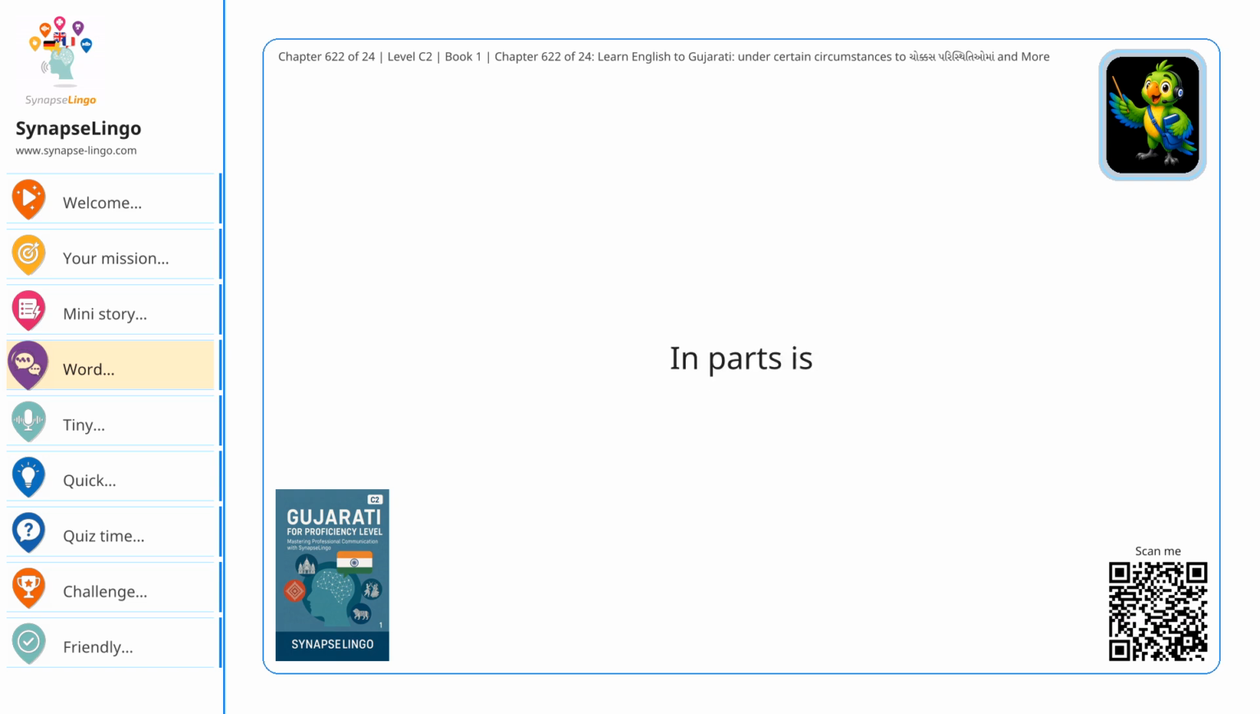In parts is ભાગોમાં. Example. Please explain the lesson ભાગોમાં. Selective is ચોક્કસ સમયે થતું. Example. The repair was ચોક્કસ સમયે થતું, not general. Tendentially is તાત્વિક રીતે. Example. The market is તાત્વિક રીતે stable this month.